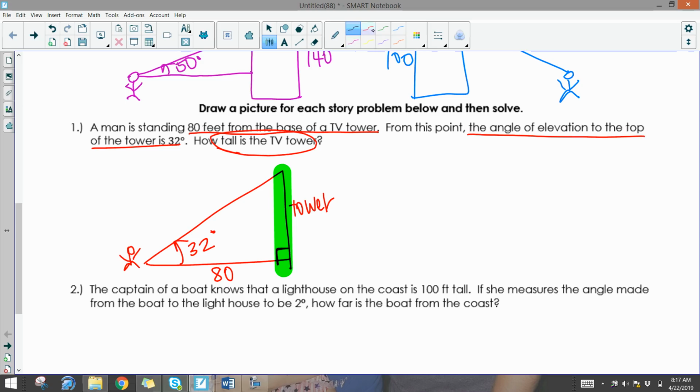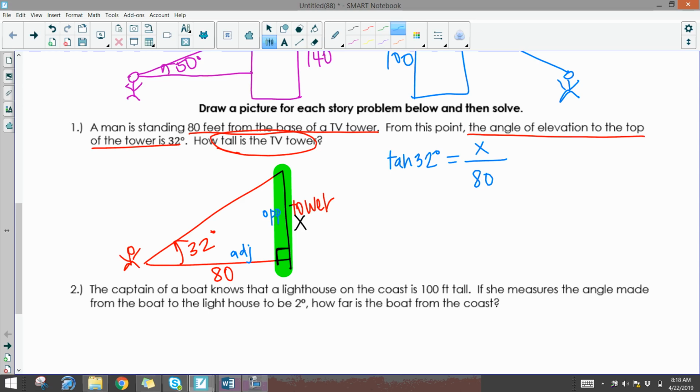Okay. So if this is x, then let's think about what we know. We know this is obviously our theta. This is opposite, and this is adjacent. So I'm stuck using tangent because I don't have a hypotenuse. So tangent of 32 degrees equals opposite over adjacent. You can throw that over 1 and cross multiply.